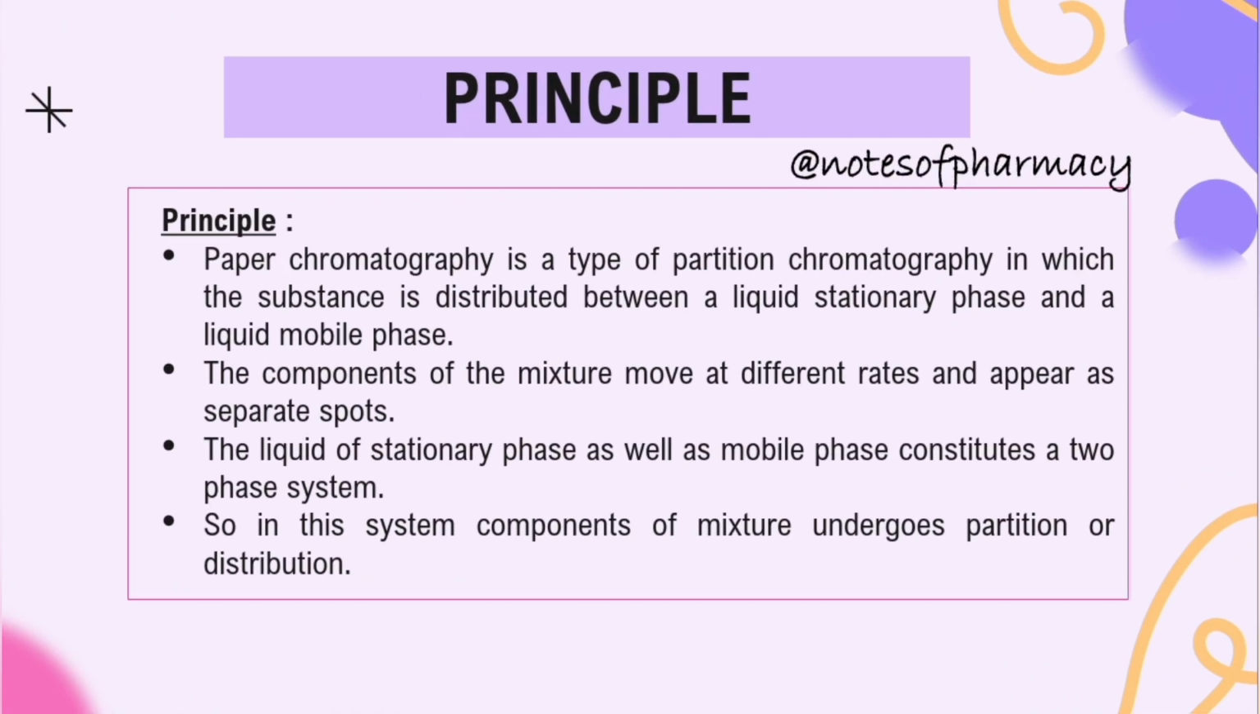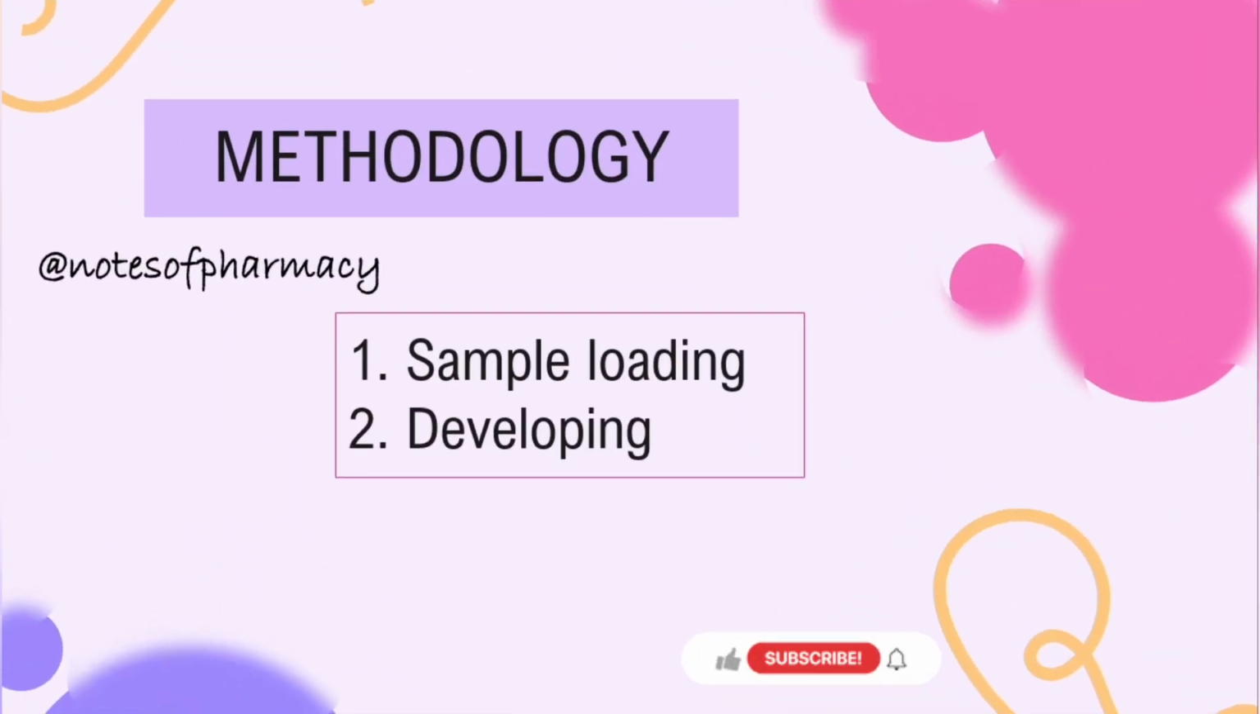Coming to the principle. Paper chromatography is a type of partition chromatography in which the substance is distributed between a liquid stationary phase and a liquid mobile phase. The components of the mixture move at different rates and appear as separate spots. The liquids of the stationary as well as mobile phase constitute a two-phase system. In this system, components of a mixture undergo partition or distribution, as different components of the mixture have different partition or distribution values.